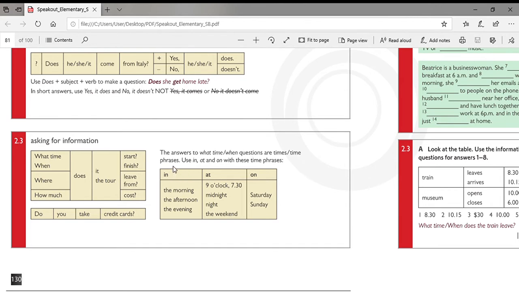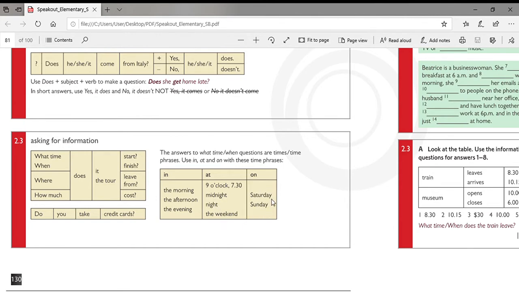With time phrases we use the prepositions in, at, and on. First is in. When we talk about parts of the day, we use in, for example in the morning, in the afternoon, in the evening. But you should remember that with night we use at. When we say o'clock or a time, or the words midnight, night, the weekend, we use the preposition at: at 9 o'clock, at 7:30, at midnight, at night, at the weekend.